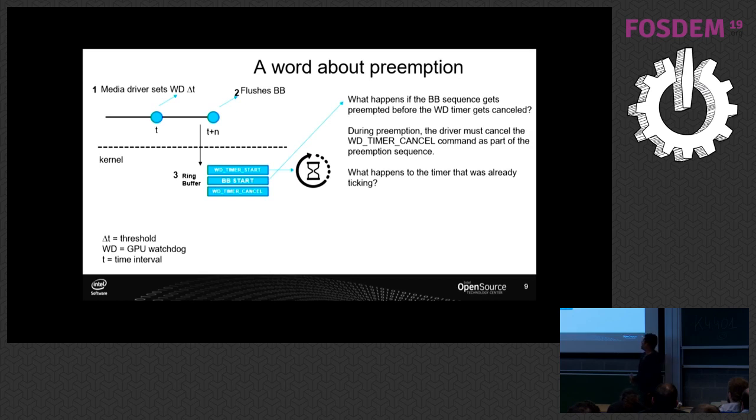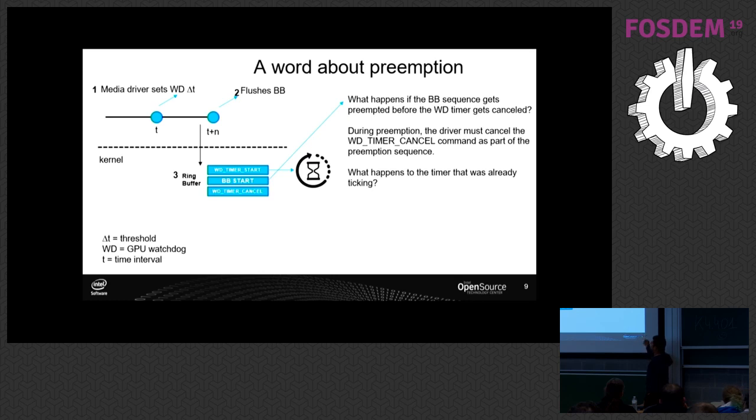A word about preemption. So again, going back to the watchdog step by step, we have the media driver setting the watchdog timeout. We flush the batch buffer. We initiate the watchdog timer. And then the graphics driver starts processing the batch buffer. Now, what happens if during the execution of the batch buffer, we get preempted, and then we've enabled the watchdog? Then when we go back to that other new process that got us into the preemptive state, that other process will then have the watchdog enabled, which is not what we meant, right?